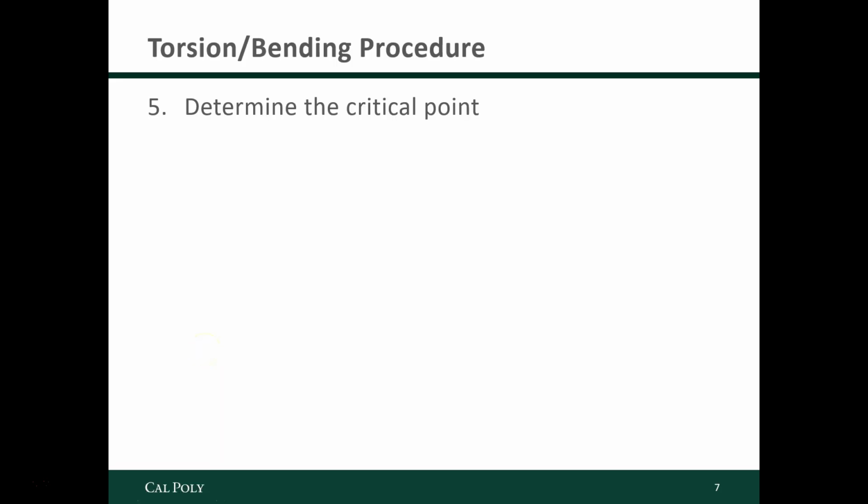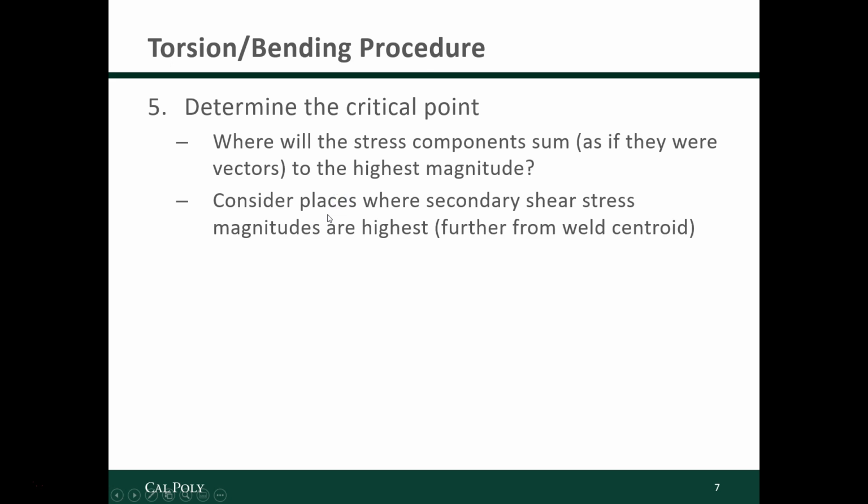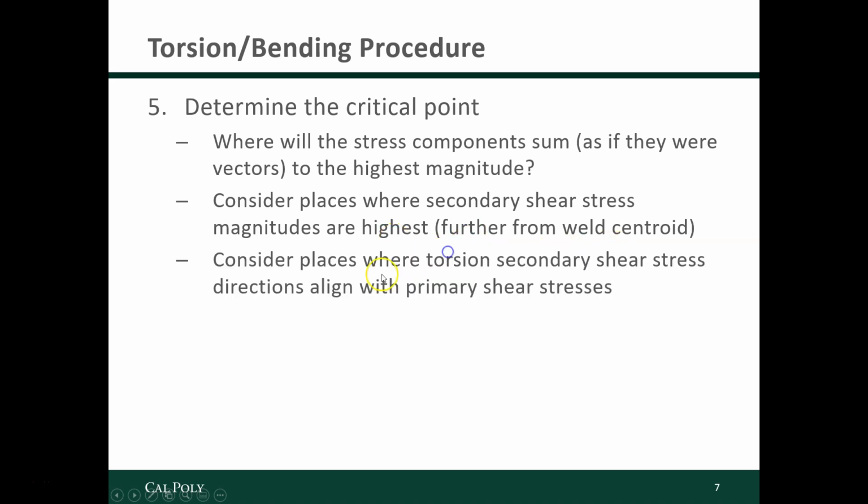Then we want to determine the critical point. Where is this thing going to fail? If it's going to fail, where will the stress components sum as if they were vectors up to the highest magnitude? We're looking for places where the secondary shear stresses are highest magnitude typically, so often further from the weld centroid. And we also want to consider places where the torsion secondary shear stress direction aligns with the primary shear stress. You know that the moment secondary shear stress can't really align with the primary shear stress in many cases, because often, just as you have a load on a beam, the normal stress and the shear stress are at 90 degrees to one another. They're not in the same plane.